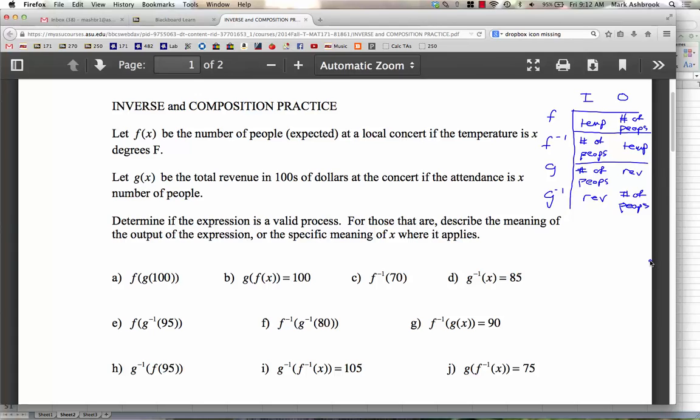Okay, so having that in front of us, now we can have a fighting chance making sense of these symbols. So A, does it make sense or not? No. Because G of 100 gives you revenue. Output of G is revenue. Input of F is temperature. F says that's not my function. I don't do that. I don't take revenue. I take temperature. Doesn't make sense.